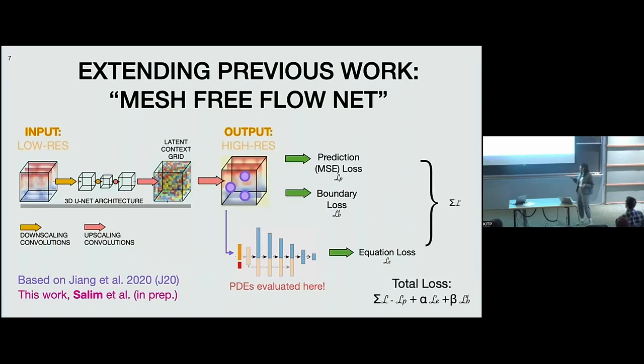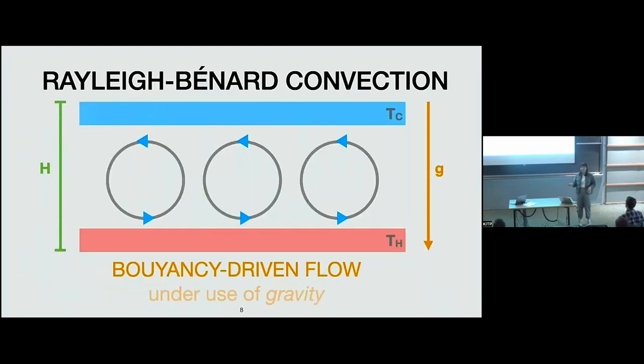So the total loss considered here is a sum of these three losses, the main consideration being that of the image loss, but also with contributions by the boundary loss and the equation loss. And I just like to highlight that this work includes the boundary loss and incorporates more equations than the work that it was based on. And so the physical system that we'd like to try to use on this network is called Rayleigh-Bénard convection.